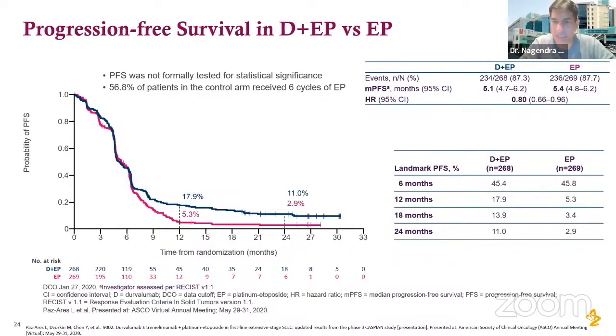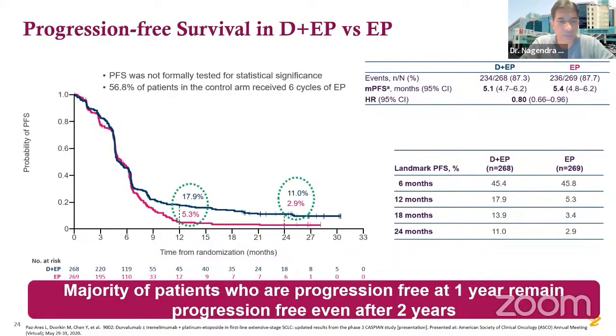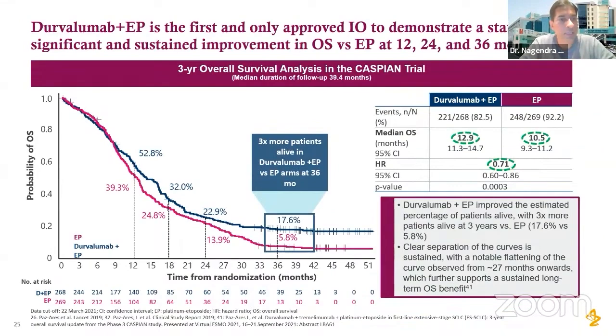When you use Durva plus EP, 11% of the patients were progression-free at 2 years. So the majority of patients who were progression-free at 1 year remained progression-free even after 2 years. This is what came out from this slide. Durvalumab plus EP, the first and only approved immuno-oncology drug combination with chemotherapy, demonstrated a statistically significant and sustained improvement of overall survival versus EP alone at 12 months, 24 months, and 36 months too.